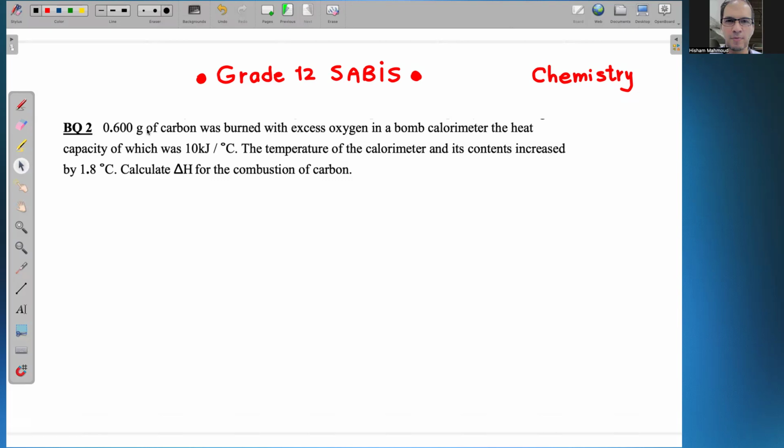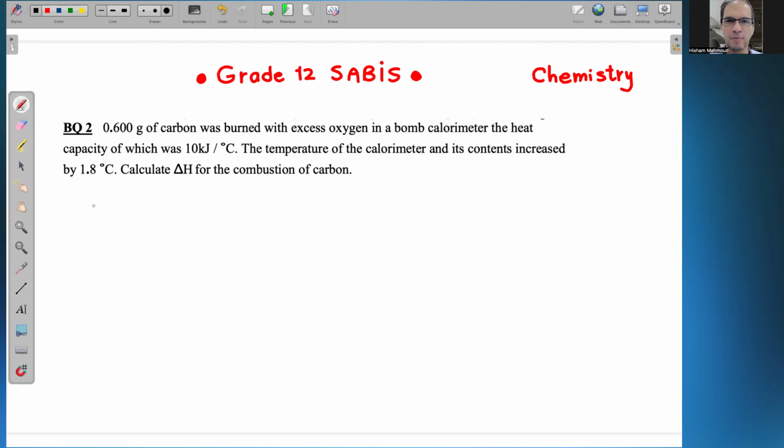Basic question number 2: 0.600 grams of carbon was burned with excess oxygen in a bomb calorimeter, the heat capacity of which was 10 kilojoules per degree Celsius. The temperature of the calorimeter and its content increased by 1.8 degrees. Calculate the delta H for the combustion of carbon. Let's have a look here.